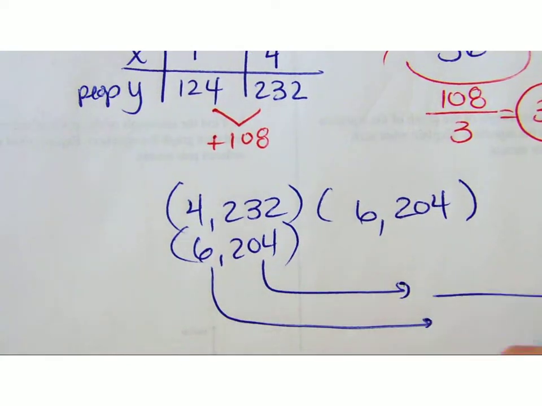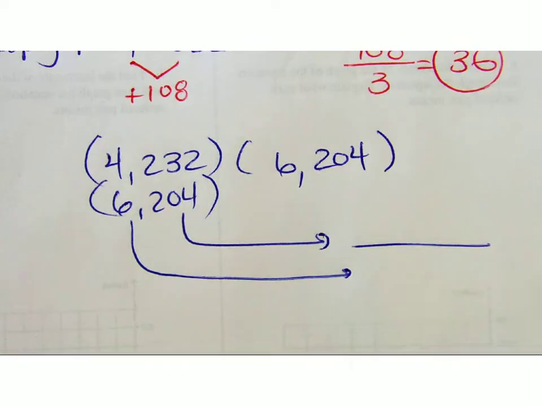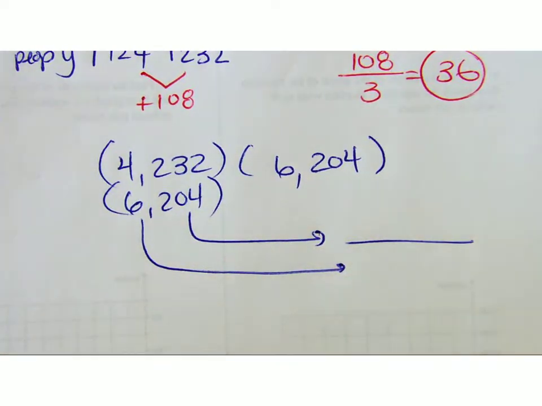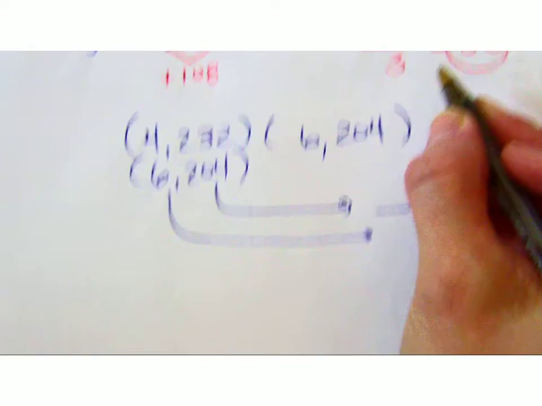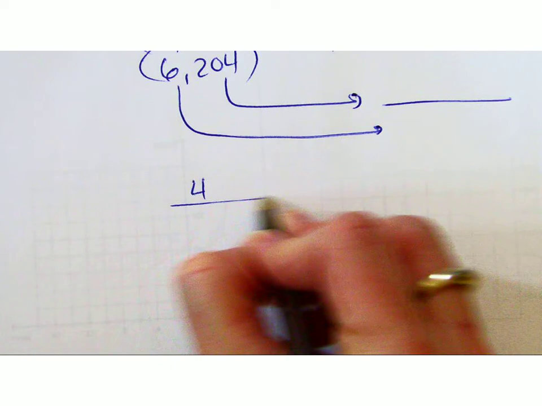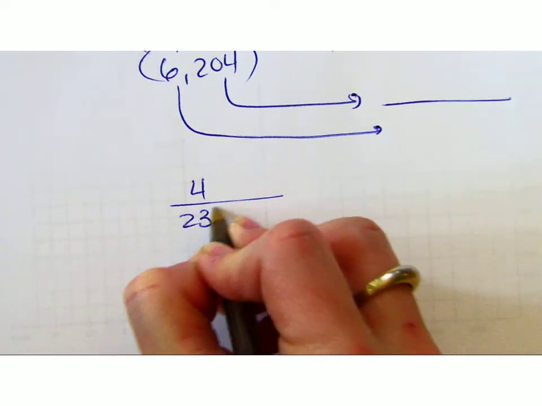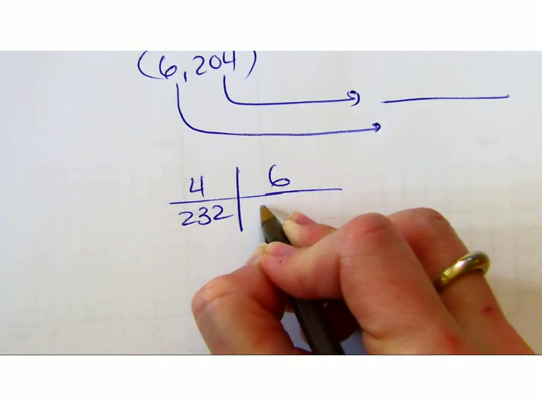Remember that? So you could say, well, I'm just going to subtract these two and put it here, and then I'm going to subtract these two and put them here, okay? So now let's take a look at this. If I wanted to do it this way, week 4 had 232 people. Week 6 had 204 people.